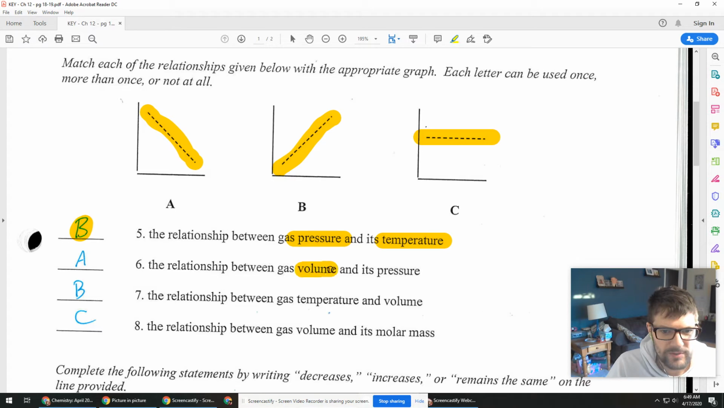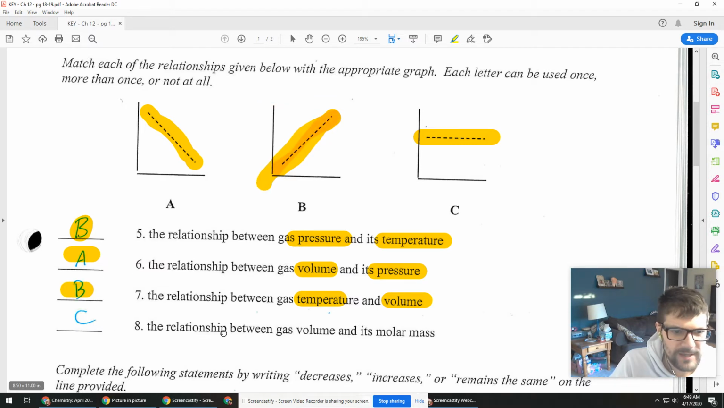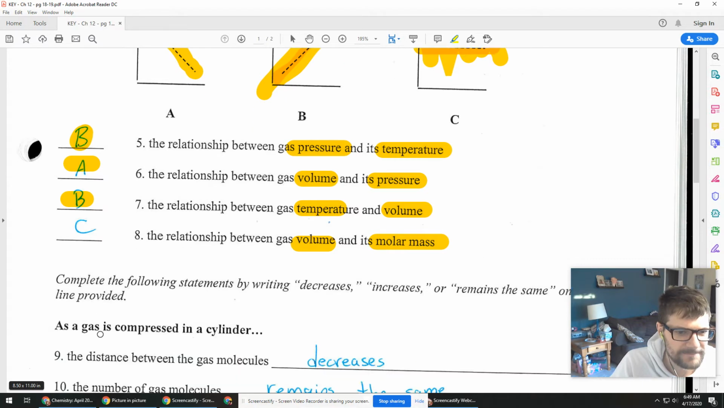The relationship between volume and pressure, so that is inverse. If I compress a gas and make it take up less volume, its pressure is going to go up. So that's inverse. This one goes down, the other goes up. Temperature and volume, as you heat a gas, it goes up. So that's another positive relationship. And volume and molar mass, there's no relationship there. That's that Avogadro's law, that those are not related.